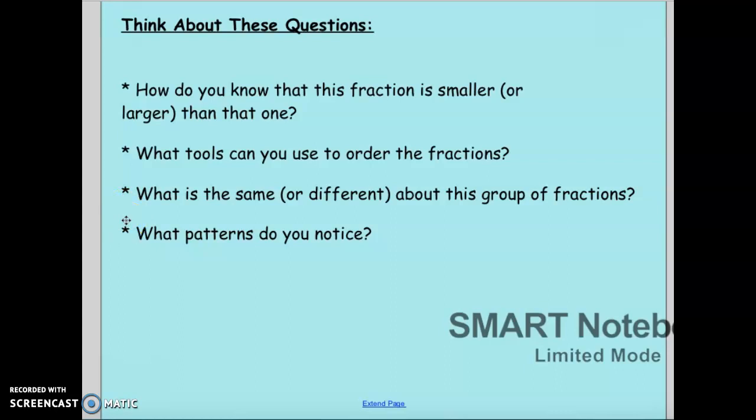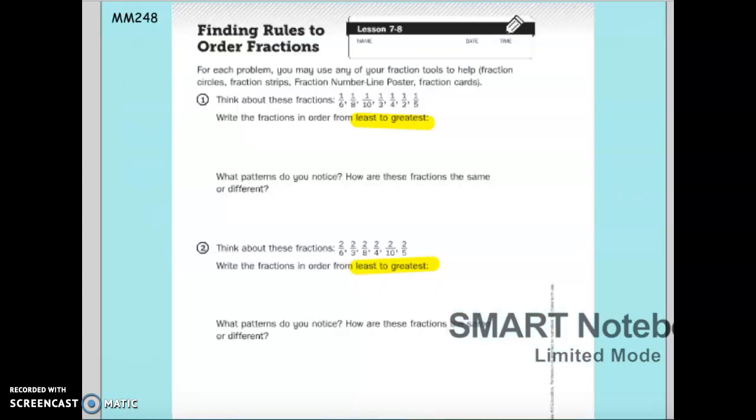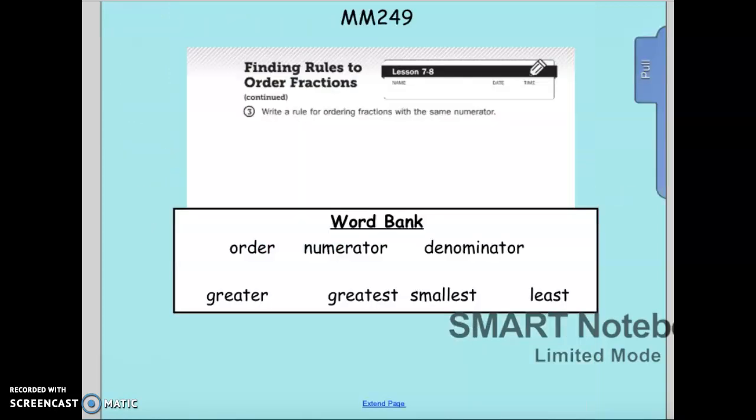What patterns do you notice? By keeping these questions in mind, and by especially using your tools, you should be able to successfully order both groups of fractions. Please pause this video now to complete Math Masters page 248, questions 1 and 2. Once you're done with number 1 and 2, it's time to solve question 3 on page 249.